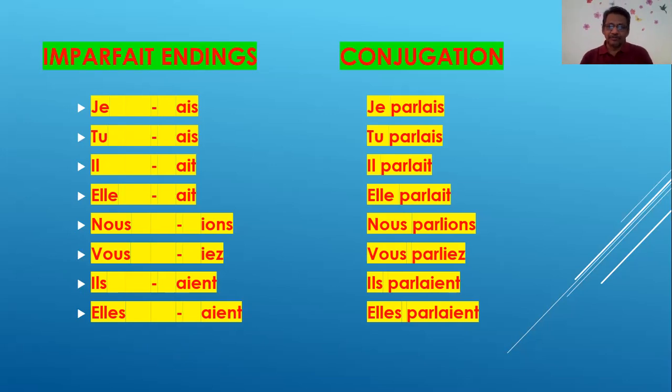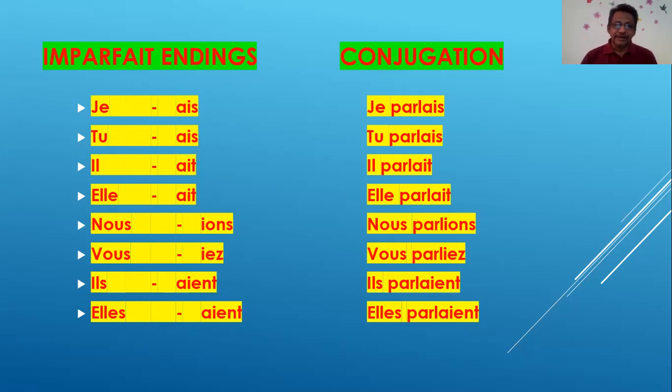Now when we take a verb, for example, parler, parler means to speak. When we take that verb and conjugate it in imperfect, this is how it will be. When it is conjugated as parlons, the last three letters ONS are dropped, and AIS, AIS, the imperfect endings are added.